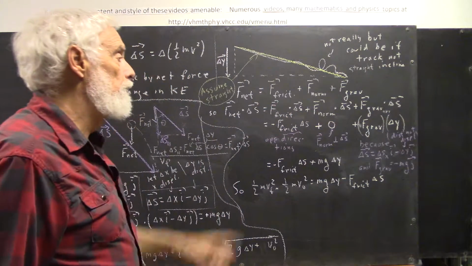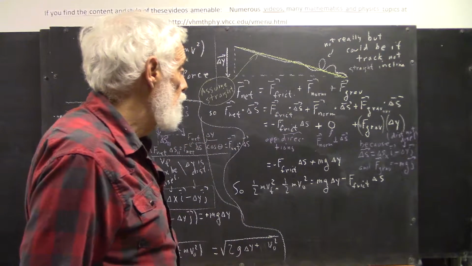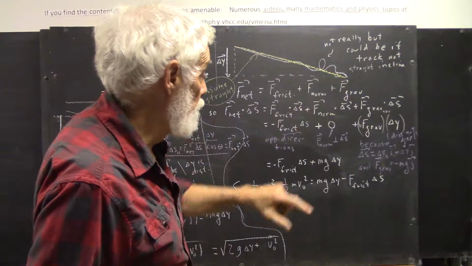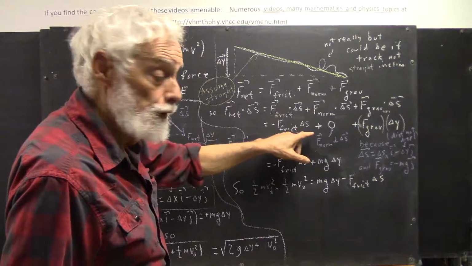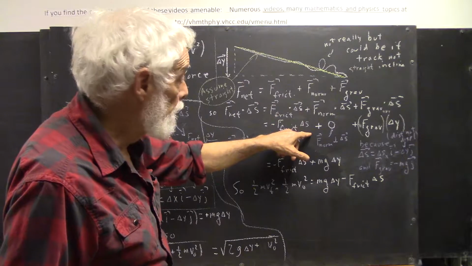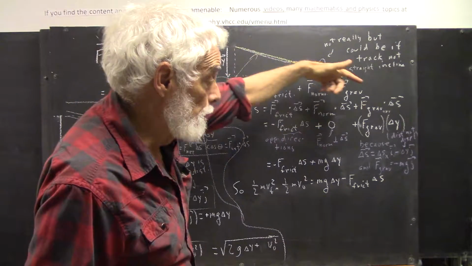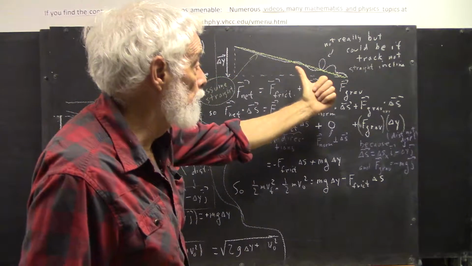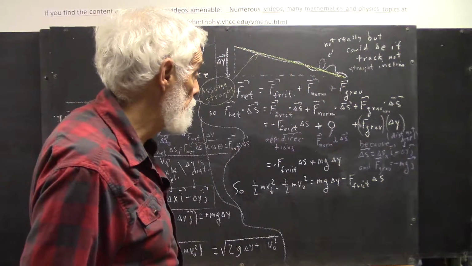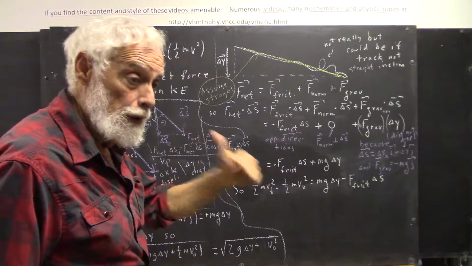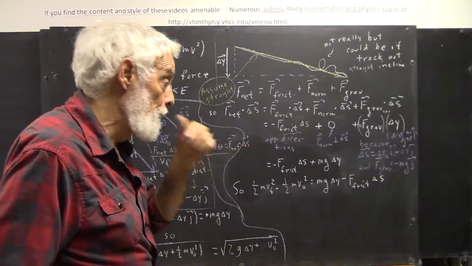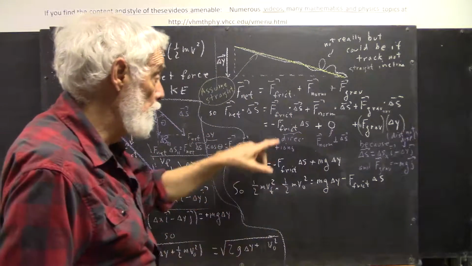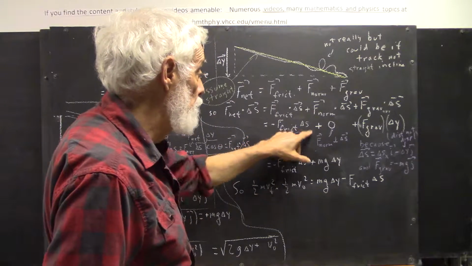Okay, well then, F friction dot delta S. What is that in terms of the magnitude of the frictional force and the magnitude of delta S? It's just negative force of friction times delta S. Why negative? Because delta S is some displacement in this direction, and the force of friction is in the opposite direction. If you're doing a dot product of two vectors that are in opposite directions, you are going to get a negative multiple of their magnitudes.